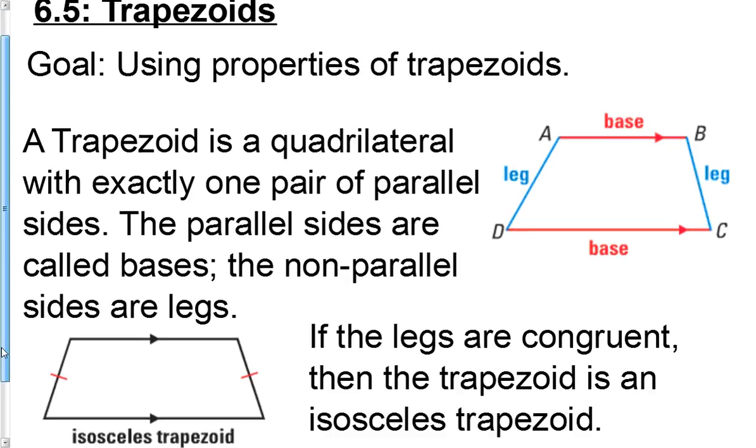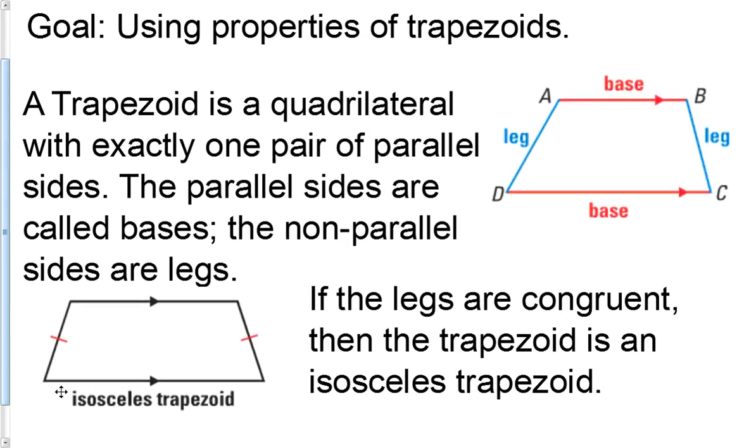Now there's a more specific type of trapezoid called the isosceles trapezoid. This is similar with a triangle where we have two legs that are congruent. The only difference is with a trapezoid there are bases and legs, and the legs are the ones that are going to be congruent. If the legs are congruent, then we are going to be isosceles.